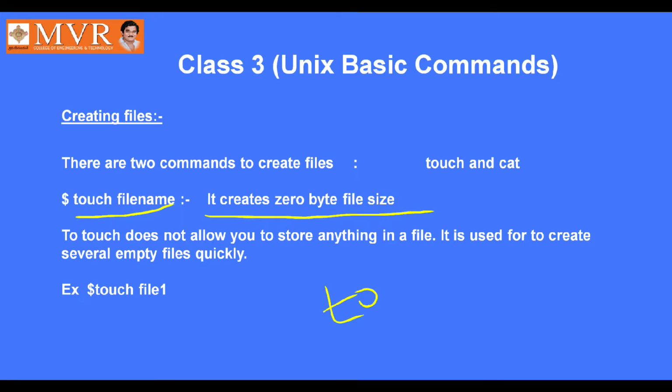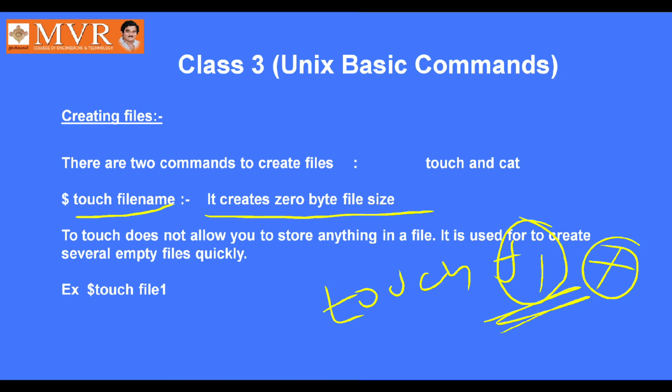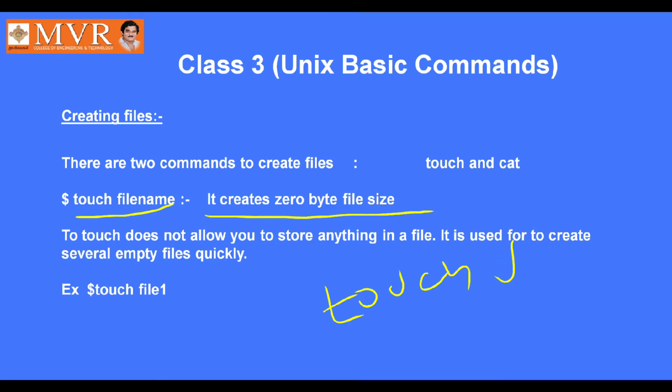For example, if I am typing touch f1, so I am going to give the file name as f1. So what it does is a file with name f1 will be created under your directory, and this f1 does not contain any information. So the size of the f1 will be 0 bytes. The file will only be created, the information in the f1 will not be there. So the touch command is used to create files without any information. No information can be stored in that file by using touch command.